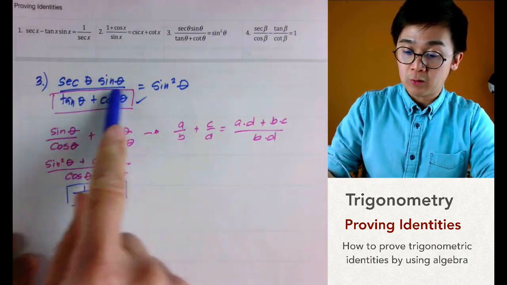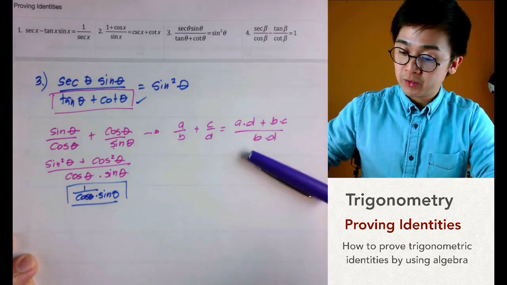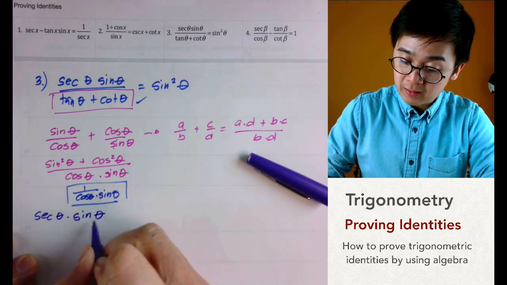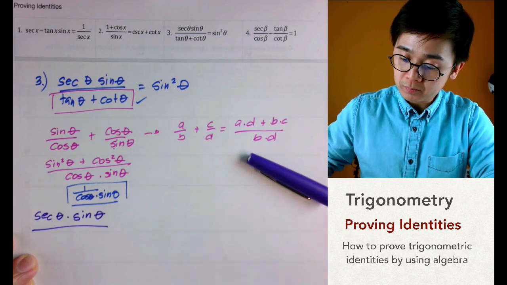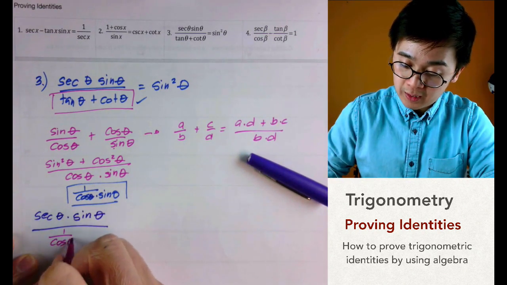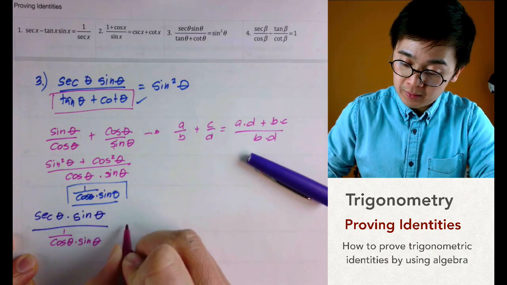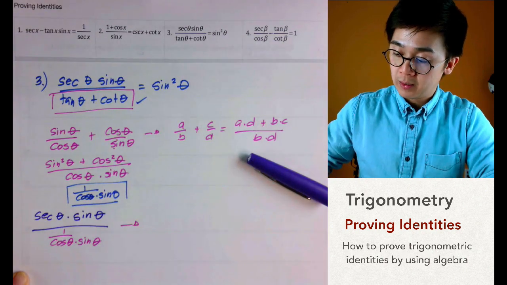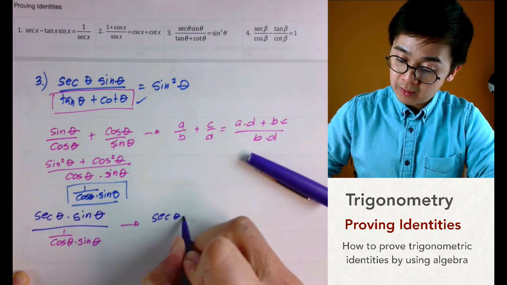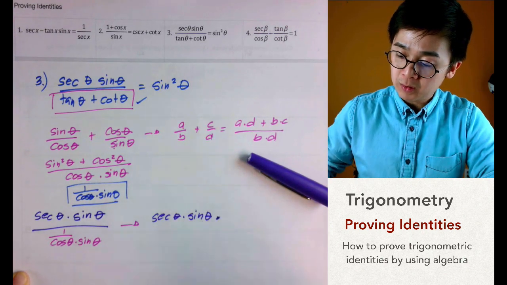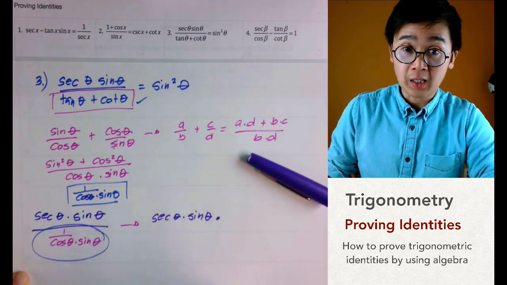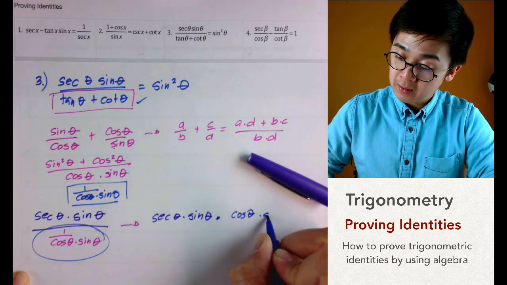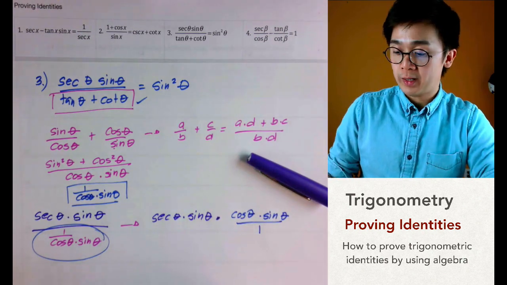Now I'm going to simplify it with the numerator. The numerator is secant theta sine theta divided by this, which is 1 all over cosine theta times sine theta. In dividing fractions, all we have to do is copy the numerator, secant theta times sine theta, and multiply it by the reciprocal of the denominator. So it's going to be cosine theta sine theta all over 1.